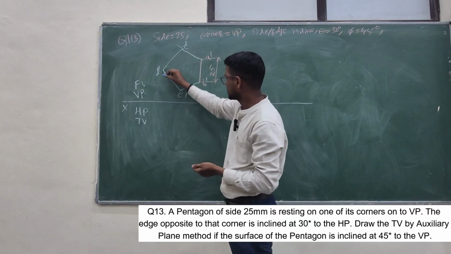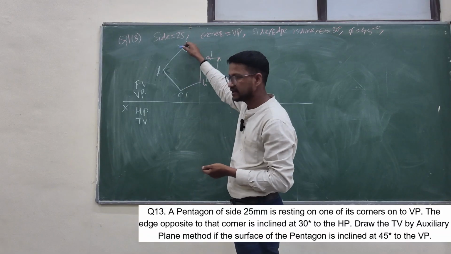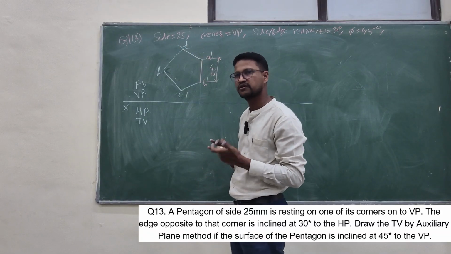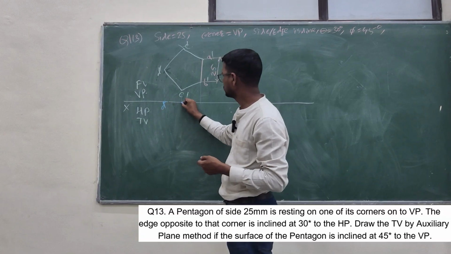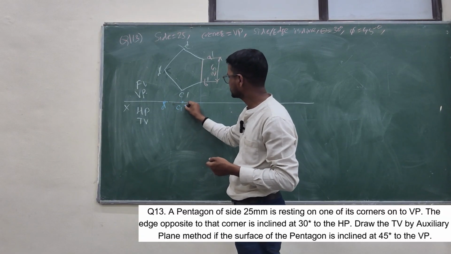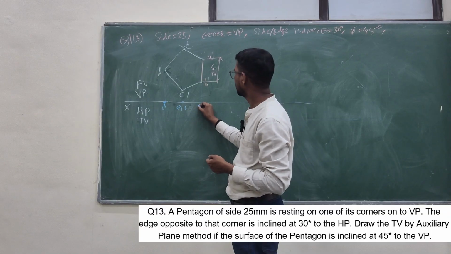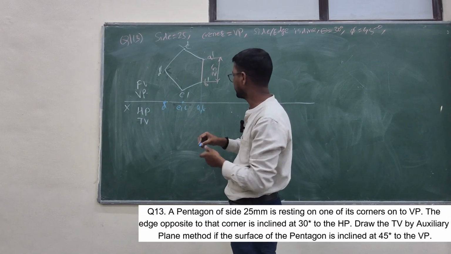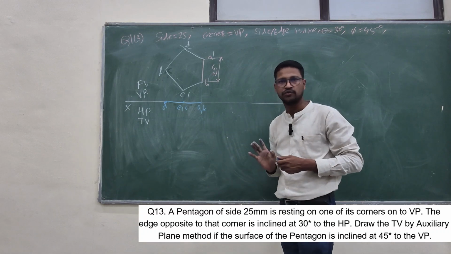Now after transmitting projectors in the downward direction, respond to me: do the C and E projectors lie on the same projector? Definitely. So here is which point? D. Here is which point? E and C. And last, A comma B. Perfect. And here is a blue line. This blue line is nothing but the top view.